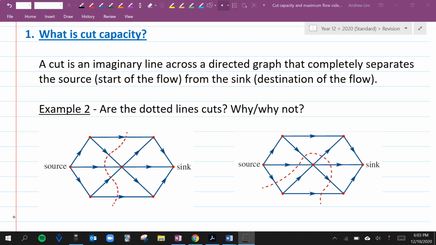Okay, so in this video I'm going to be looking at cut capacity, how to calculate it, and also how to find the maximum flow. So what is cut capacity?